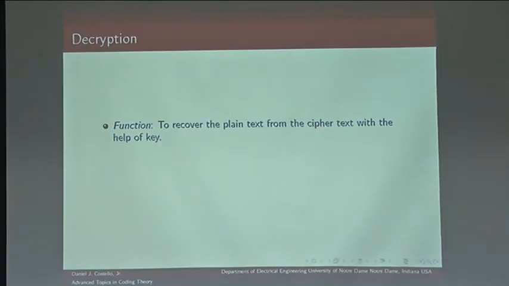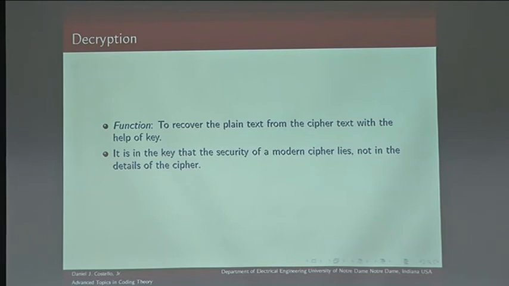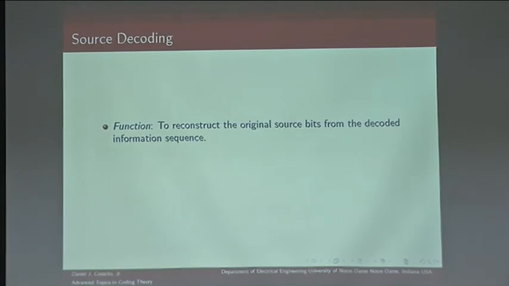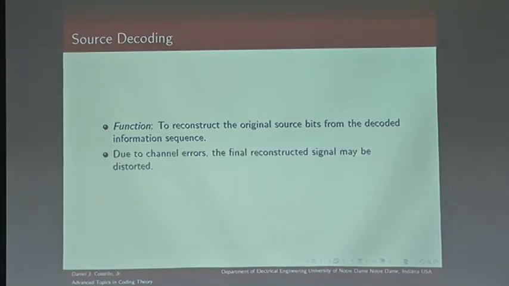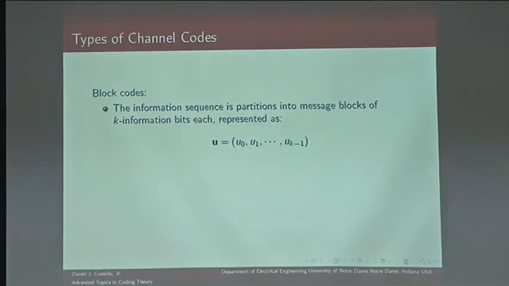Now, decryption, again, I won't say much about this. The key is key to decrypting. For the source decoding, again, you take your decoded information sequence and you try to invert the source encoding algorithm to get back to the form of your original message.